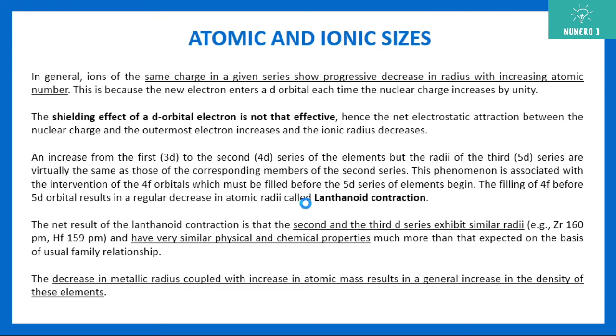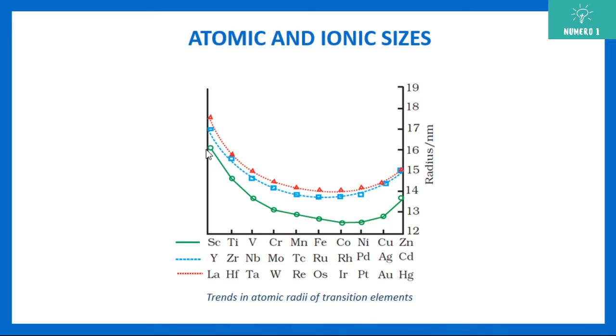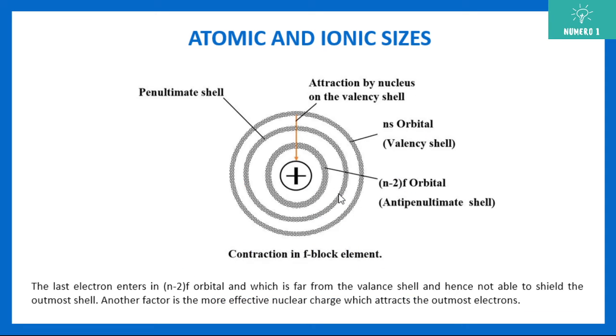Let me show you the trend also, then you will understand. If you see this, this is the trend. Overall, the trend is a decreasing trend. But as you see, the second series and the third series have very similar radii. The reason is that between these two series the lanthanoid contraction is taking place. Before filling 5d orbital, you have to fill 4f orbital, that is your lanthanoids. So between the 4d and 5d series, you have the lanthanoids.